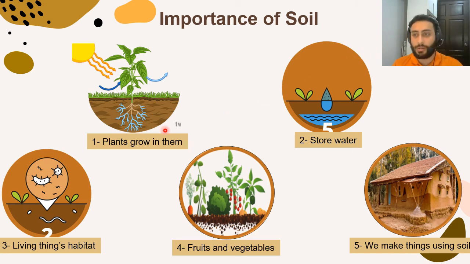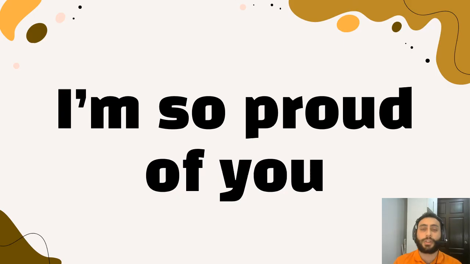So, number 1, plants grow in them. Number 2, they store water. Number 3, it is living things habitat. Number 4, fruits and vegetables are possible because of soil. And number 5, we make things out of soil. Okay. All right. So that is it for today's review of soil.